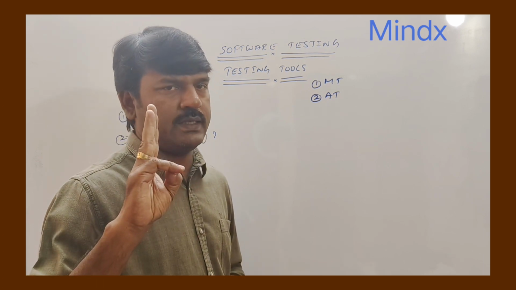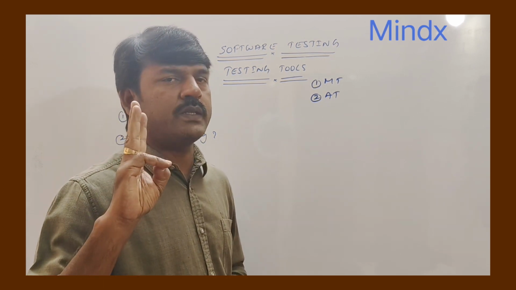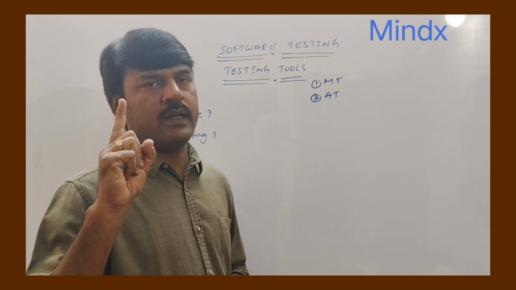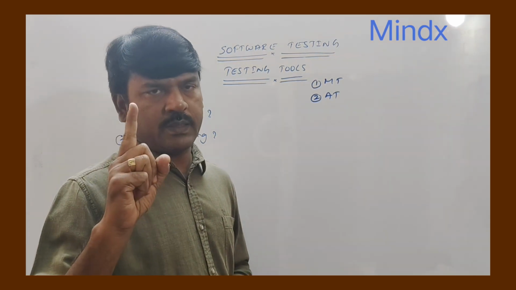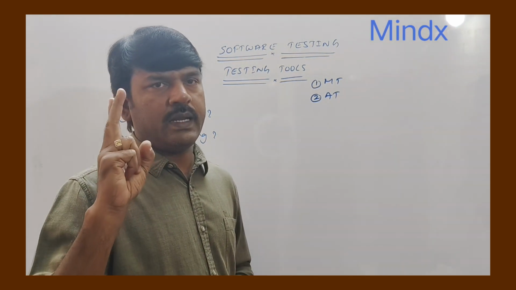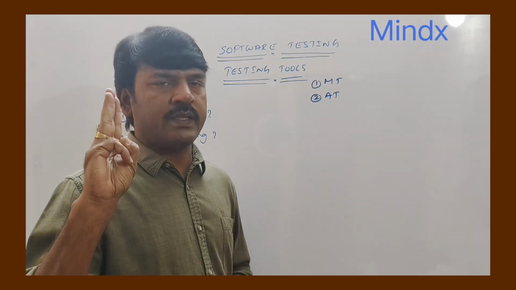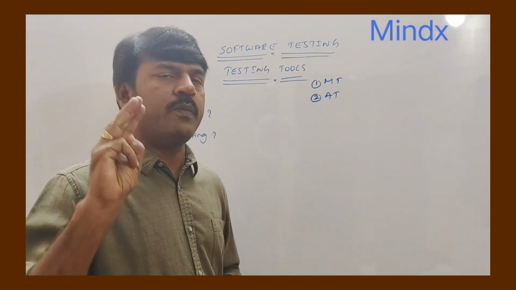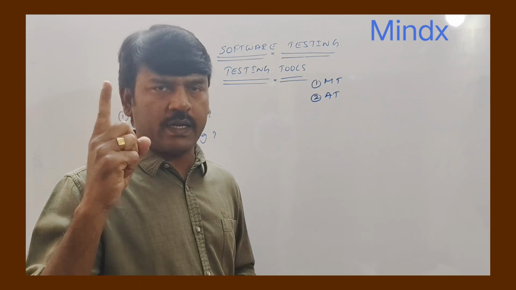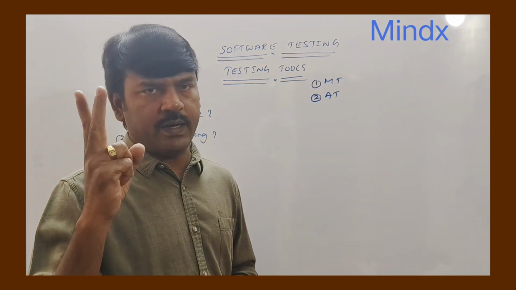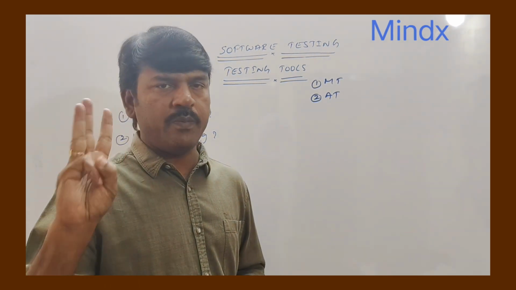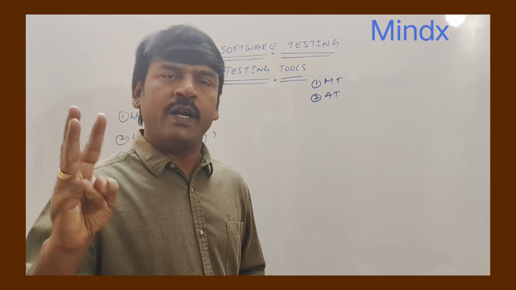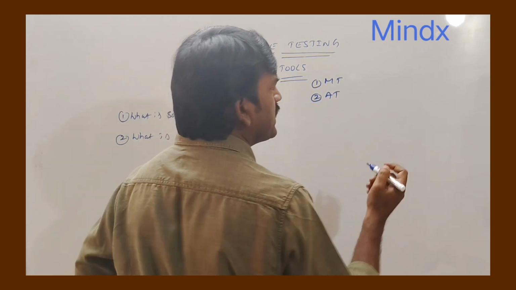Mainly three members. What are the three members? Customer, developer, tester. These are the three members for getting the software into the market. What is the customer or client? Customer or client. Next, developer. Next, tester. With the help of these three members, we are getting the software into the market.